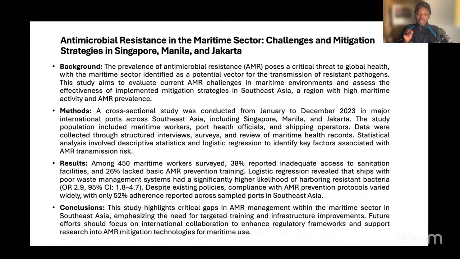And if you look at this method, in the method section, it was mentioned that a survey, an interview, or a review of maritime health records was actually done. This is conflicting in a way. So if you look at the results section, there's no report of any kind of maybe any qualitative aspect of this study. So it's mainly focused on the quantitative part.